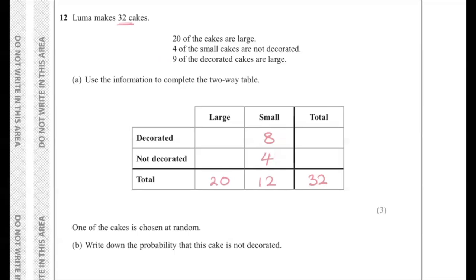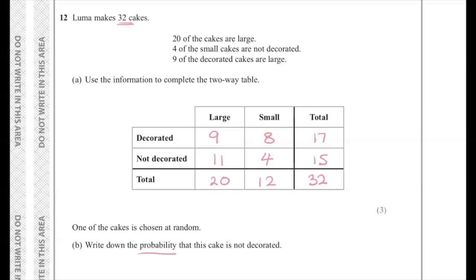I've got 9 of the decorated are large. So that's going to give me 9 here. I'm going to find this missing value, which would be 11. And then I'm going to add to get my totals 17 and 15. So we're done. One of the cakes is chosen at random.